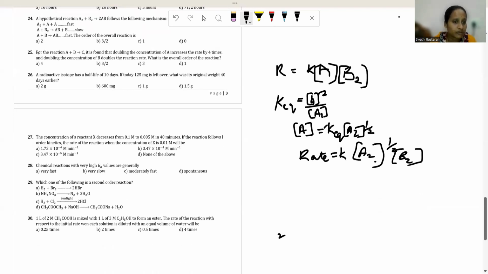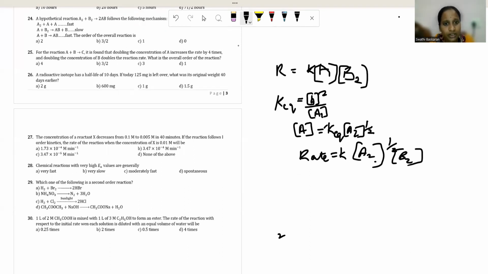Then coming to the 25th question. So what is this 25th question? Once again, they are giving a hypothetical equation where A plus B is giving rise to C. It is found that doubling the concentration of A increases the rate by 4 times, and doubling the concentration of B doubles the reaction rate. So what is the overall order of the reaction?